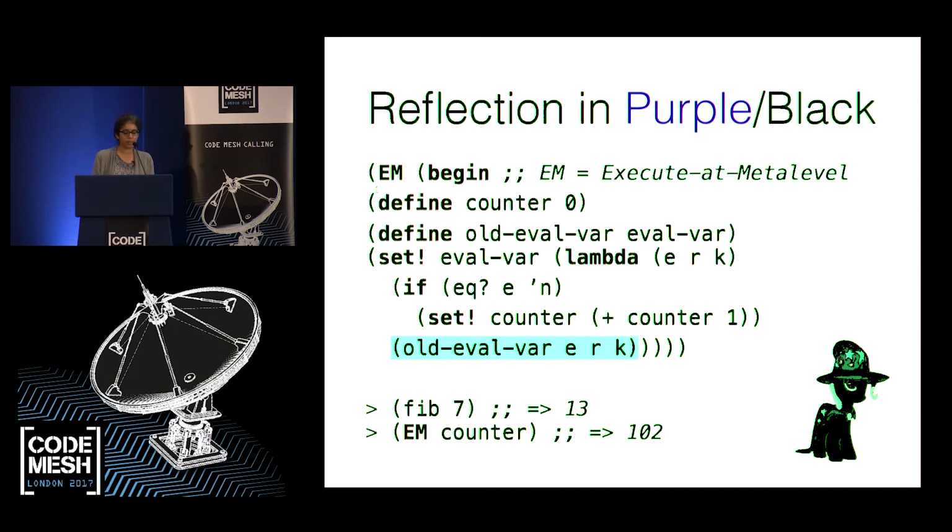Basically, by running this code, I've changed my meta-level interpreter to instrument all variables named n and increment this counter that is defined at the meta level. If I do Fibonacci of 7, I get the same result as before. And now if I look at the counter at the meta level, I see that it was incremented to reach 102.